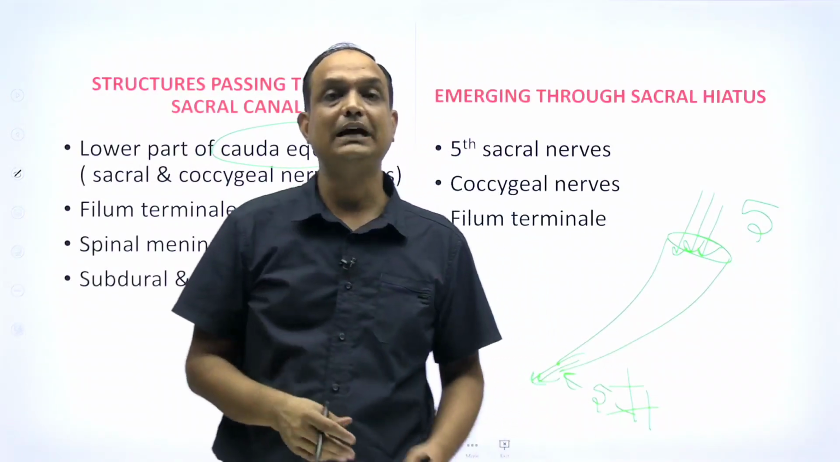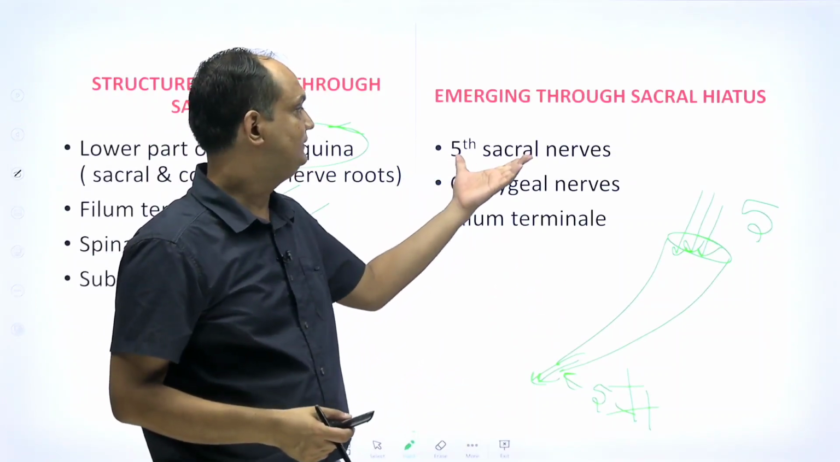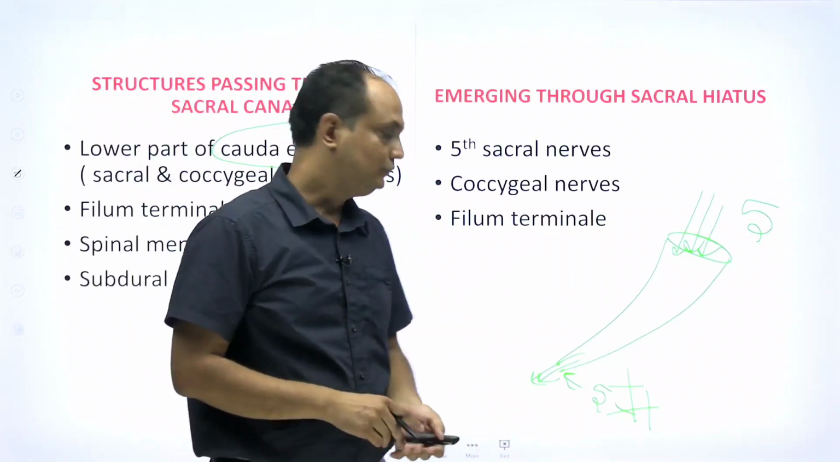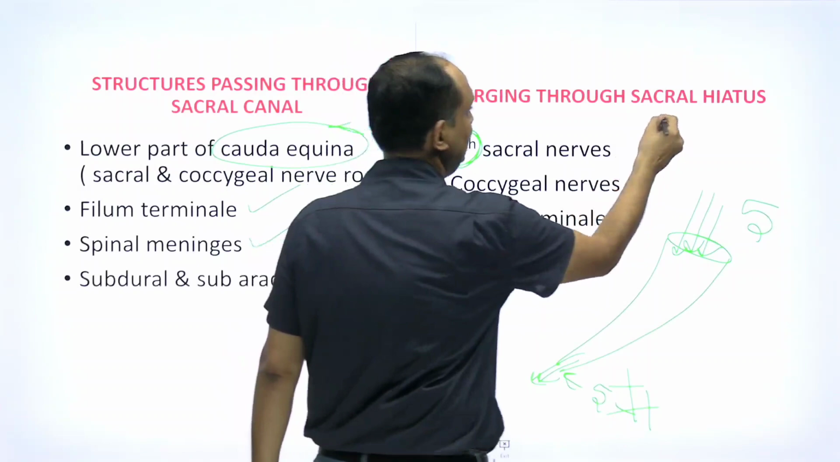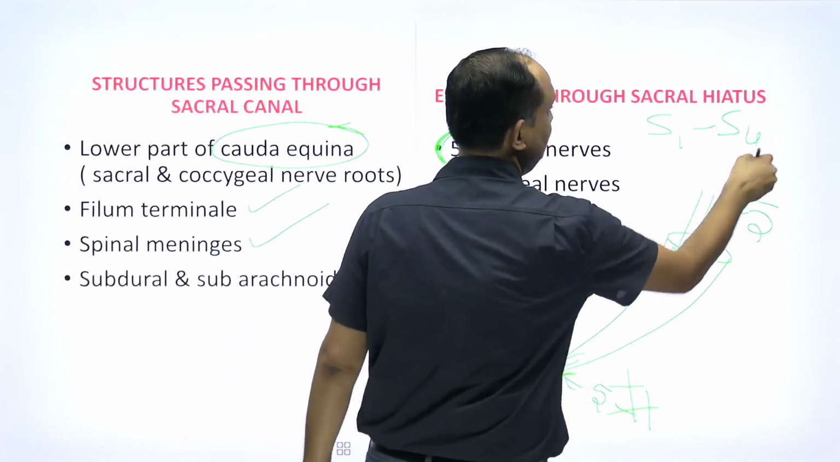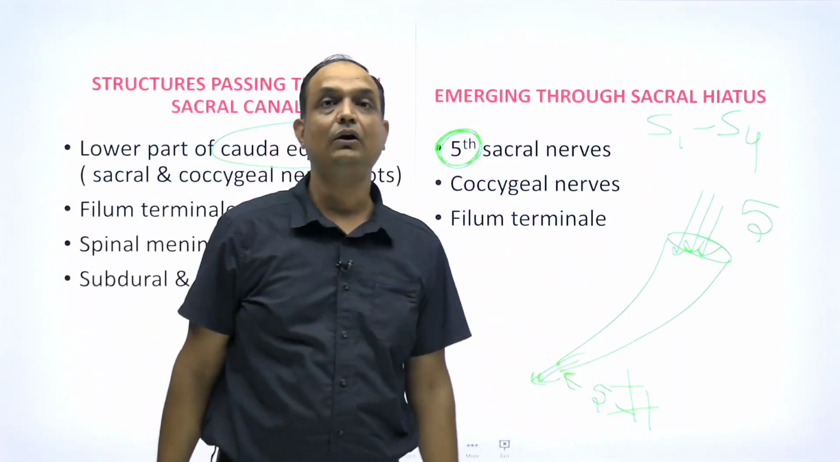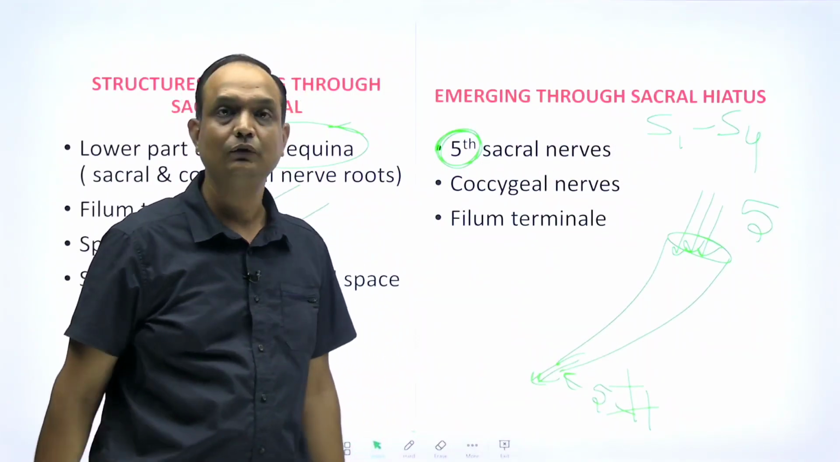But when you talk about the exit of structures, only 3 structures come out: the 5th sacral nerve, the coccygeal nerves, and the filum terminale. So why the 5th only? Because we have seen that S1 to S4 divide into their respective ventral and dorsal divisions, and they already exit through the ventral and dorsal sacral foramina.